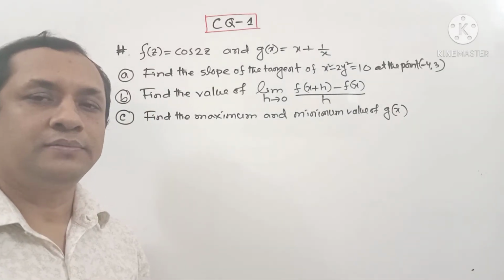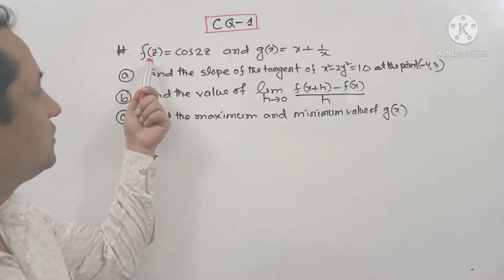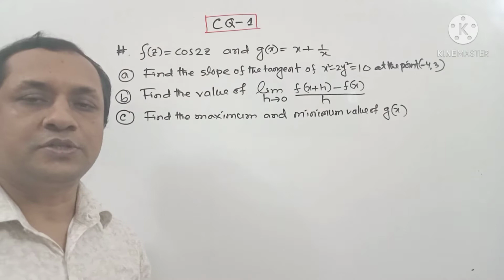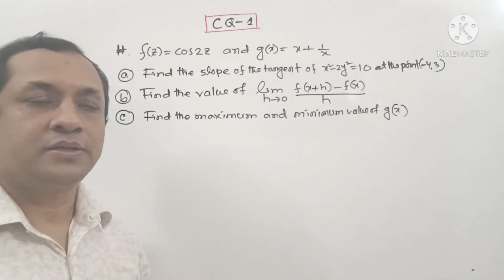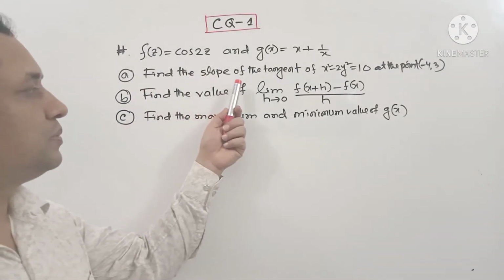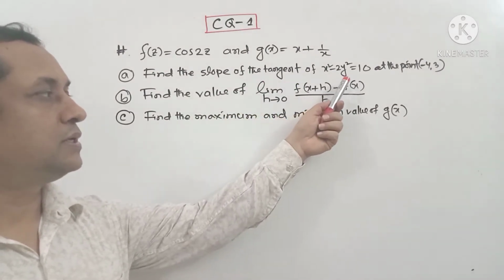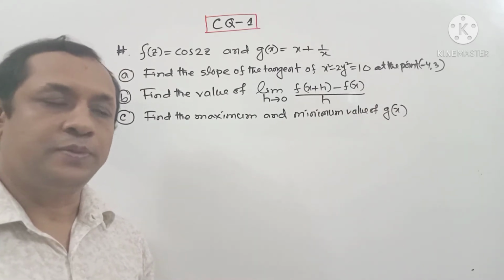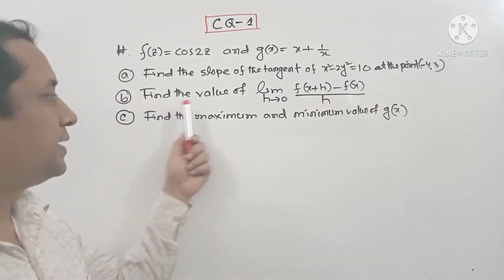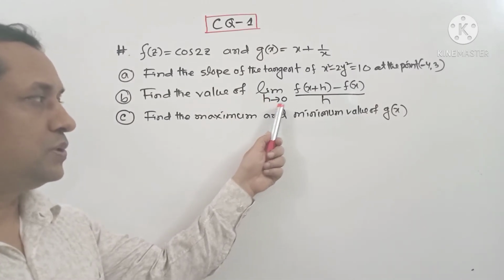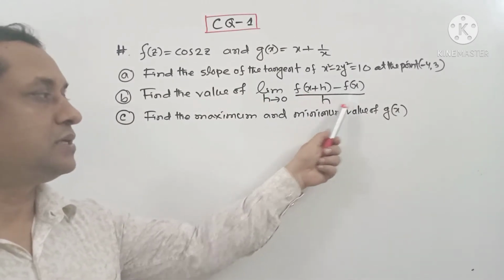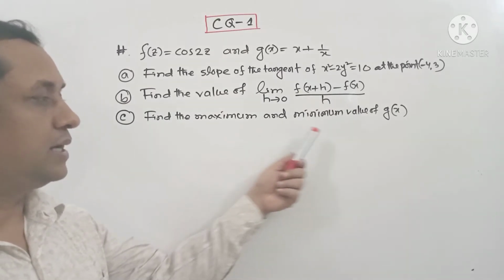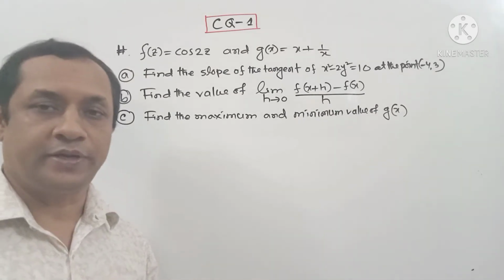Students, CQ-1. Here, f of z equals cos 2z and g of x equals x plus 1 by x. Question number A: find the slope of the tangent of x square minus 2y square equals 10 at the point (-4, 3). Question number B: find the value of limit h tends to 0 of f of x plus h minus f of x, by h. Question number C: find the maximum and minimum value of g of x.